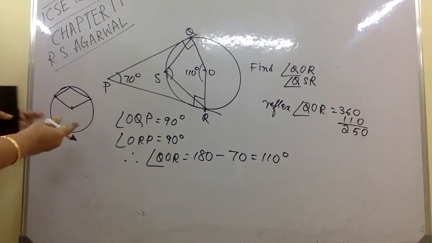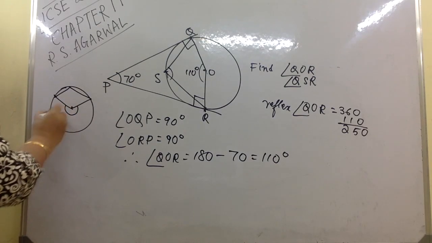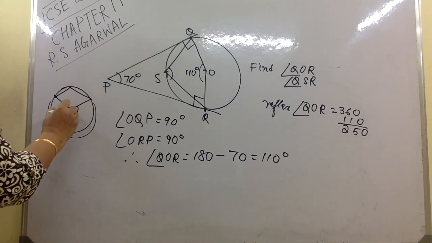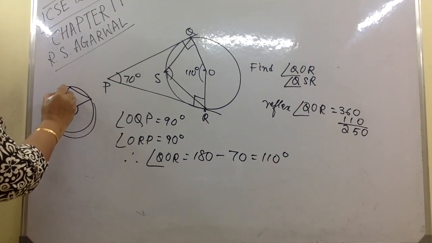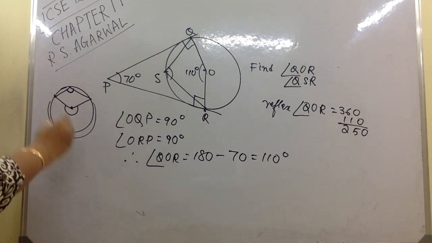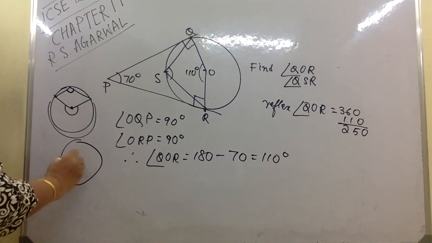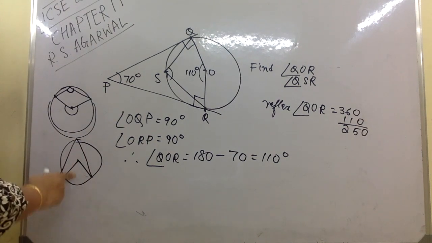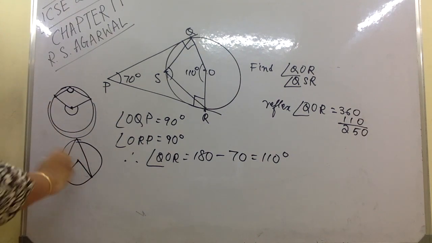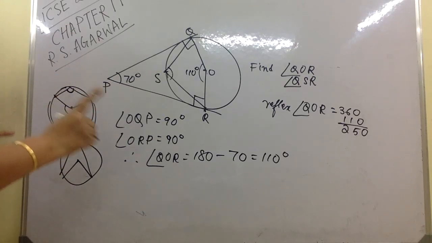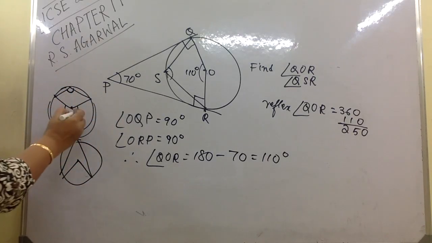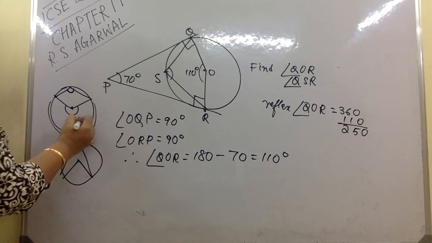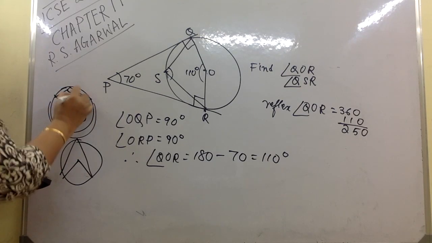I have just made it straight for you. This angle is held up by this arc at the center, and the same arc is holding up this angle at the circumference. Remember this diagram. The only difference between this diagram and this diagram is that this angle has now become reflex. That does not change the theorem. So here if I have 250 degrees, then this angle becomes 125.